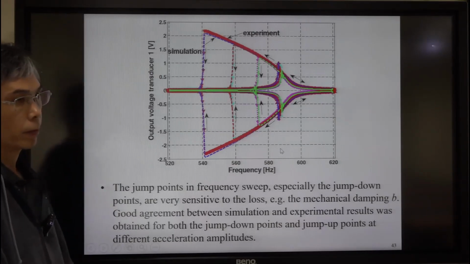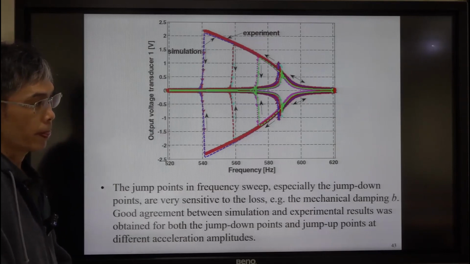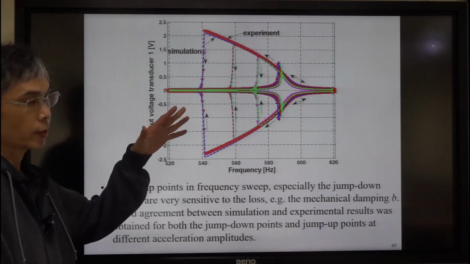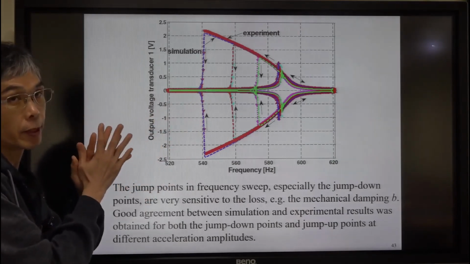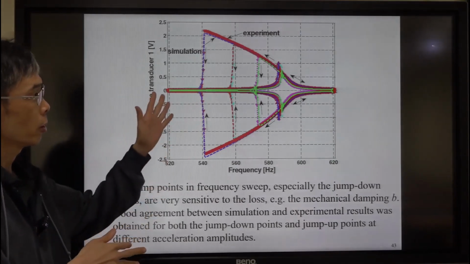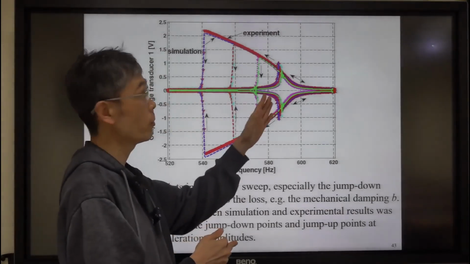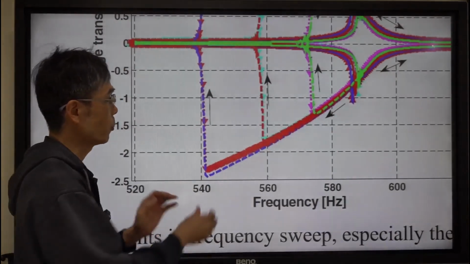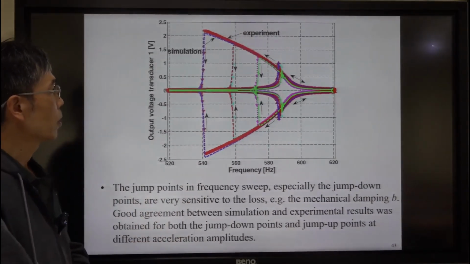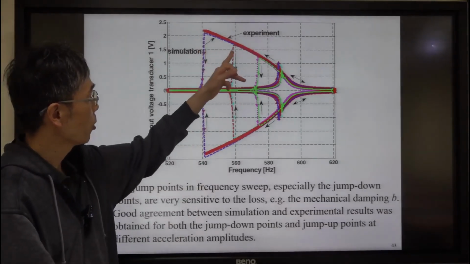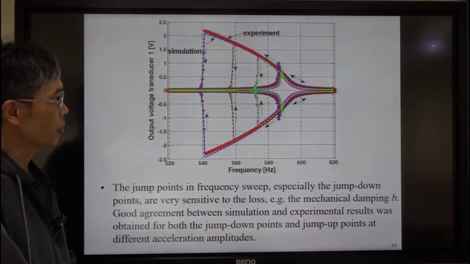Because of the asymmetry of the spring, the hardening region is not easy to reach, but the softening region is relatively easier to reach. So our device shows a spring softening frequency response. And for all these jumping points, the simulation and experiments are pretty close.